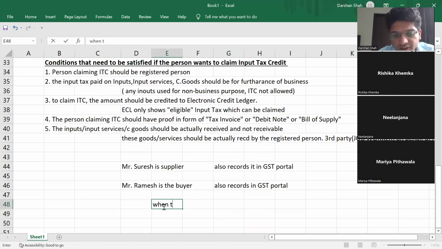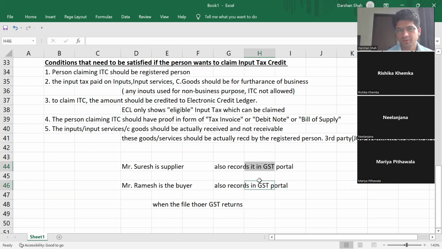And then when they file their GST returns, these two amounts should match. If these two amounts do not match, a notice will be sent to both Suresh and Ramesh. Now, if Suresh is an ethical person and Ramesh is not, what will happen? Suresh will say, I have shown it properly, you have not, so you get it corrected. Otherwise I'll not do business with you from the next time. So government cannot check it itself. Government has given that responsibility to the supplier and buyer separately.